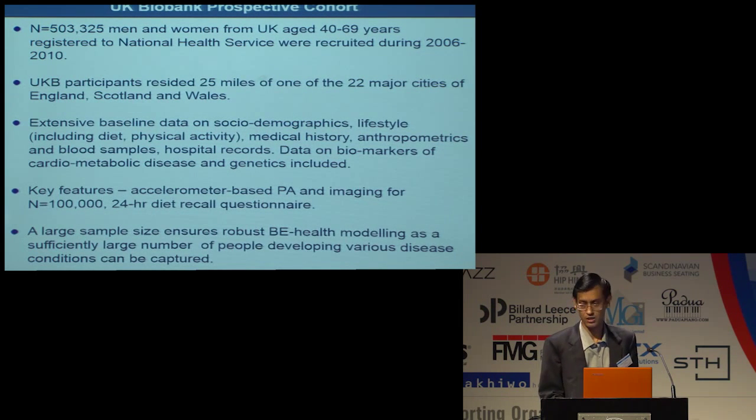It's based in the Clinical Trials Service Unit, Oxford University, and the participants reside within 25 miles of 22 major cities of the UK. There is extensive baseline data on socio-demographics, lifestyle, medical history, anthropometrics, as well as biomarkers. The key features include accelerometry-based objective measures of physical activity, imaging measures, including body fat distribution, which will be available for 100,000 individuals, and 24-hour diet recall questionnaires.